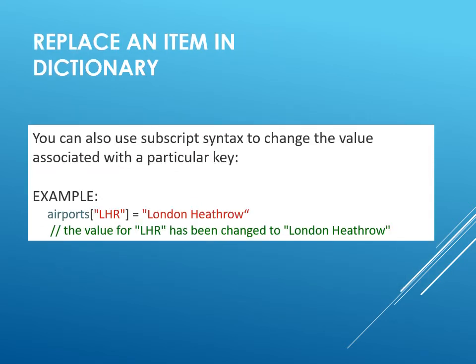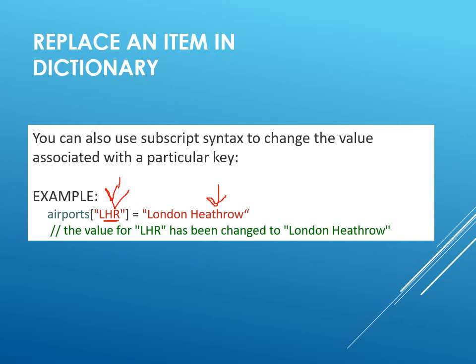Now the next thing is how to update or replace an item in dictionary. We can easily do that with the help of this assignment operator. Just write airport LHR is equals to London Heathrow, but you have to specify on which key value you are doing the updation. On LHR we are doing this updation, so we will update London to London Heathrow Airport, right? So this will be updated and our dictionary will be updated from London to this one.